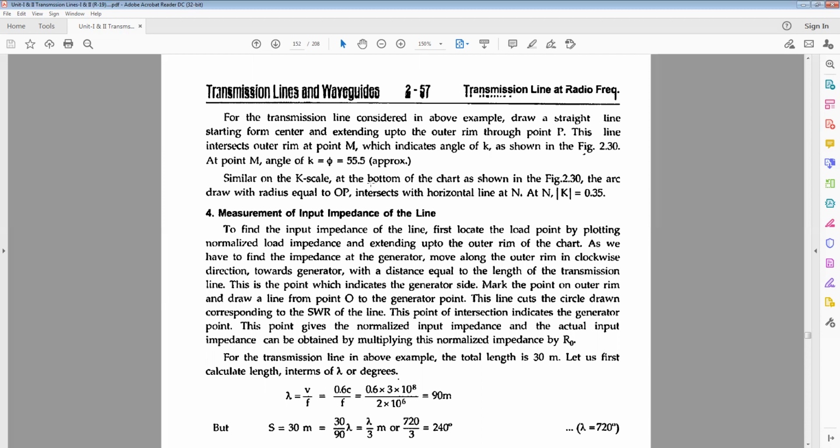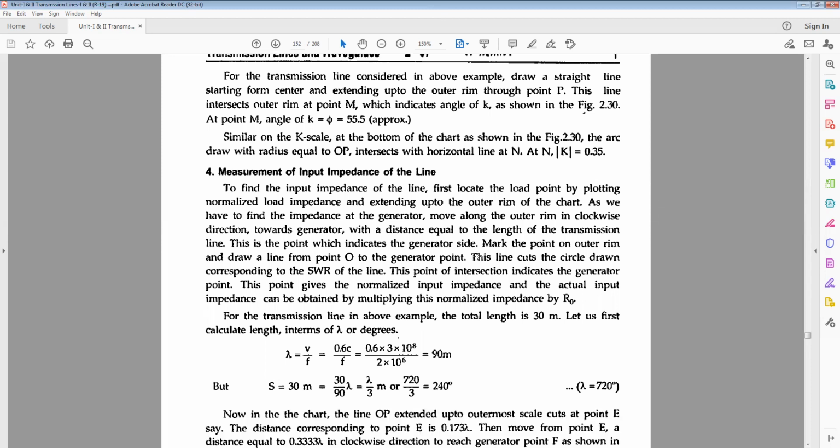Similarly, on the K scale at the bottom of the chart, the arc drawn with the radius equal to OP intersects the horizontal line at N, and its magnitude is 0.35. This means the ratio between the distance OP and the distance OQ is 0.35, and the angle is 55.5 degrees. Okay, my dear students.